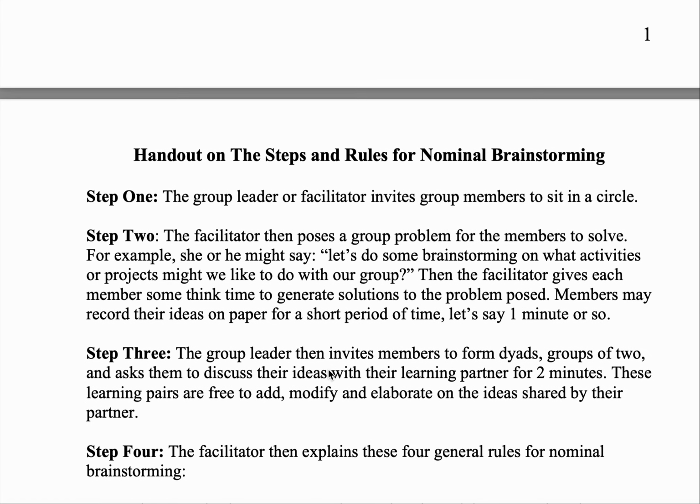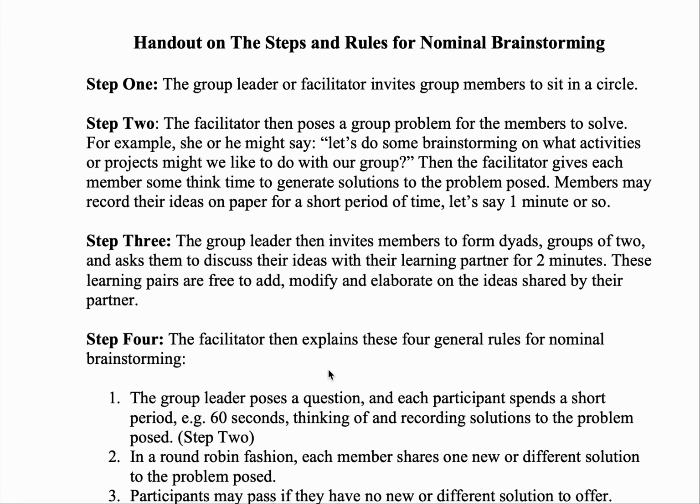Now let's talk about, on this handout, the steps for nominal brainstorming itself. Step 1, the group leader or facilitator invites group members to sit in a circle. Step 2, as mentioned earlier, the facilitator then poses a group problem for the members to solve. For example, she or he might say, let's do some brainstorming on what activities or projects we might like to do with our group. Then the facilitator gives each member some think time to generate solutions to the problem posed. Members may record their ideas on paper for a short period of time, let's say a minute or so.